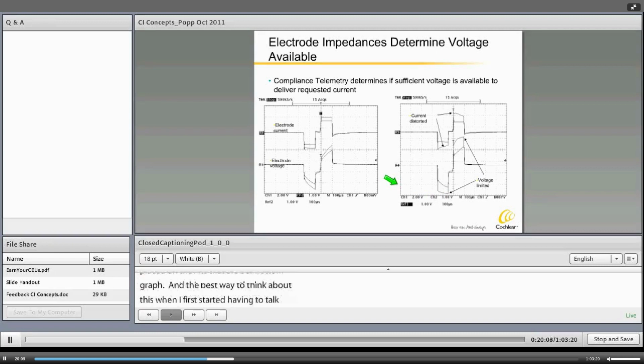The best way to think about this, when I first started having to explain it, and really the best way that I understood it at first, was taking it out of the realm of cochlear implants and electricity and thinking about it in something that's much more real to probably every single one of us, and that is our bank account. Your voltage compliance is your bank balance. Is there enough money in that account to cover the next check that you're going to write?